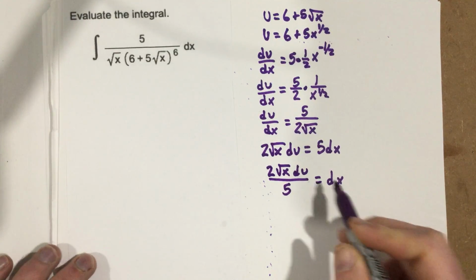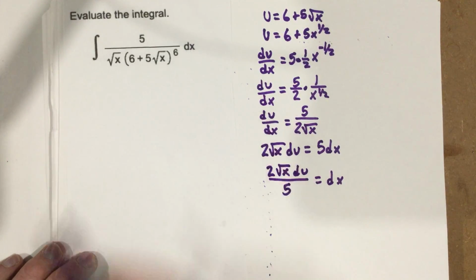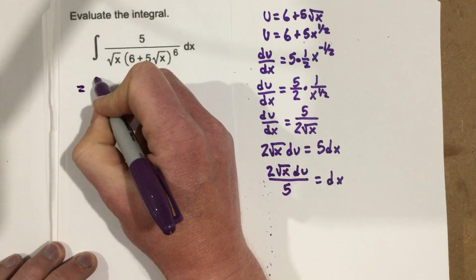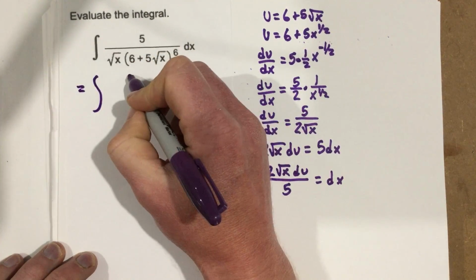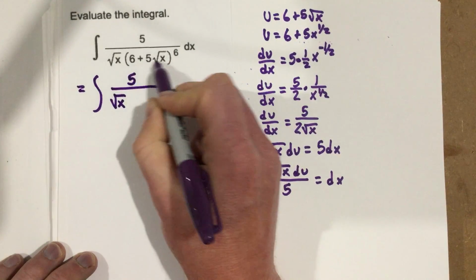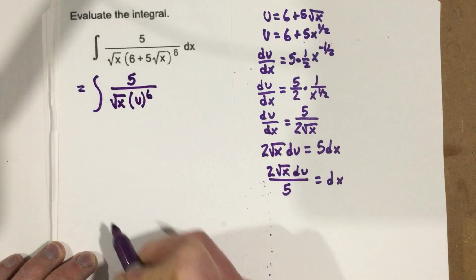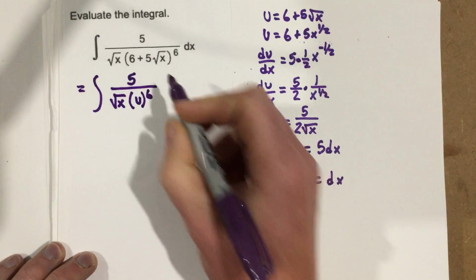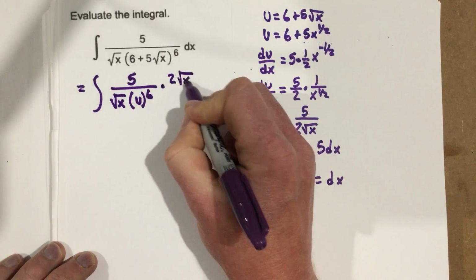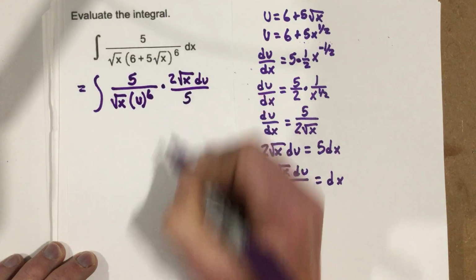Now we can actually go ahead and take this and substitute it in for dx there. So we're going to take this, put it in for dx there. That was the whole goal there with our u substitution. So we're going to say equals the integral of 5 over root x. I substituted in a u here, so that's u to the 6th, and then I replaced dx with times 2 root x du over 5.